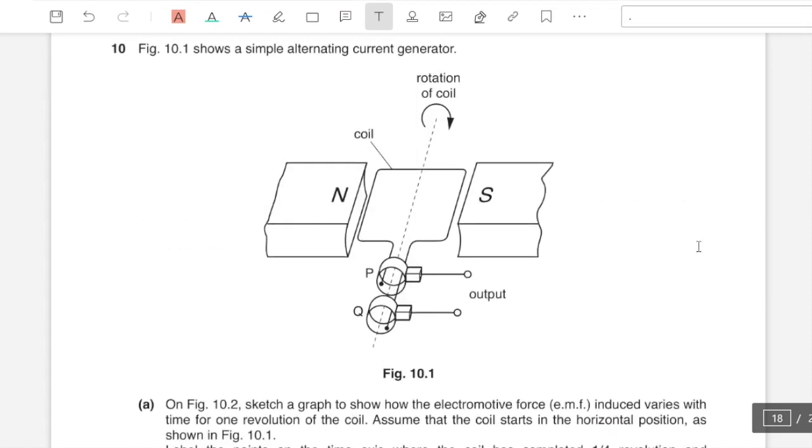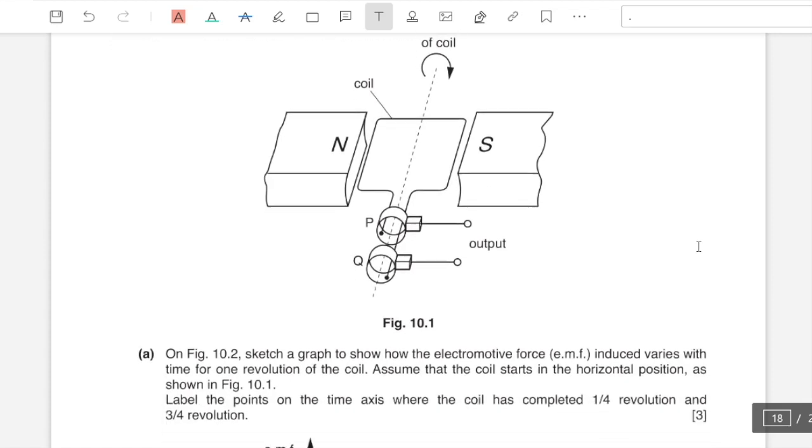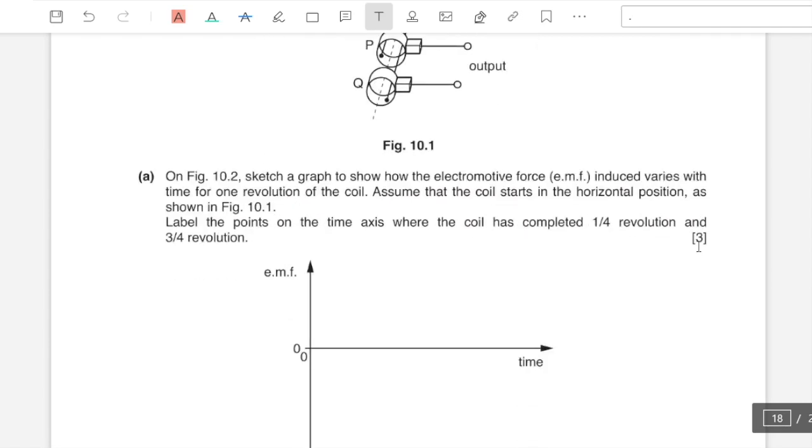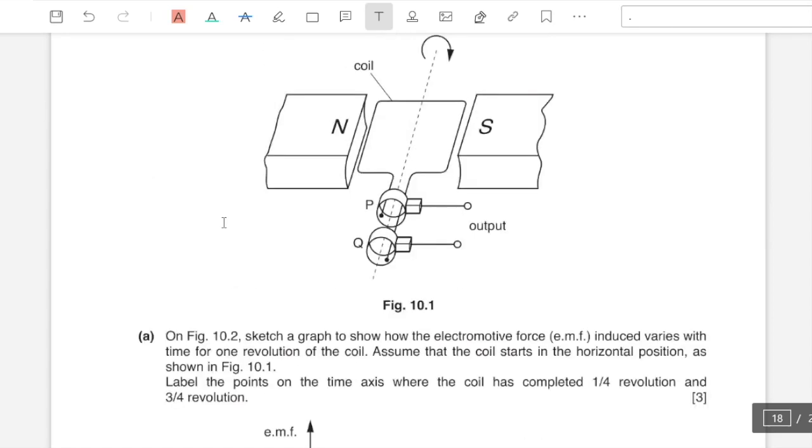Question number 10. Figure 10.1 shows a simple alternating current generator. A. On figure 10.2, sketch a graph to show how the electromotive force induced varies with time for one revolution of the coil. Assume the coil starts in the horizontal position as shown in figure 10.1. Label the points on the time axis when the coil has completed quarter revolution and three-quarter revolution.